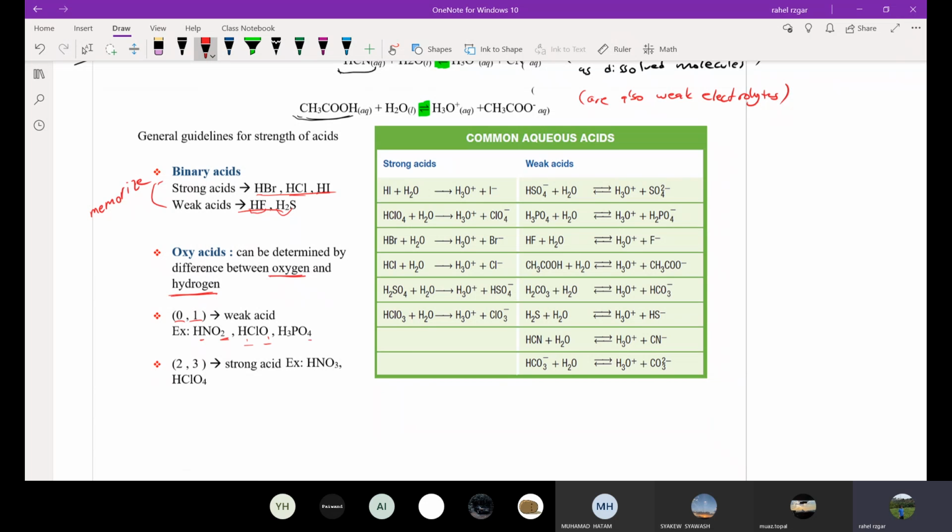H3PO4, 4 oxygen and 3 hydrogen. 4 minus 3, what's the difference? 1. So it's a weak acid. But this is only for compounds, not for ions.